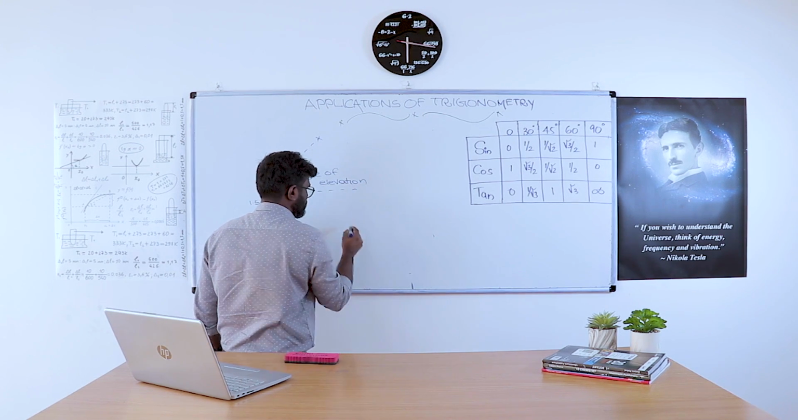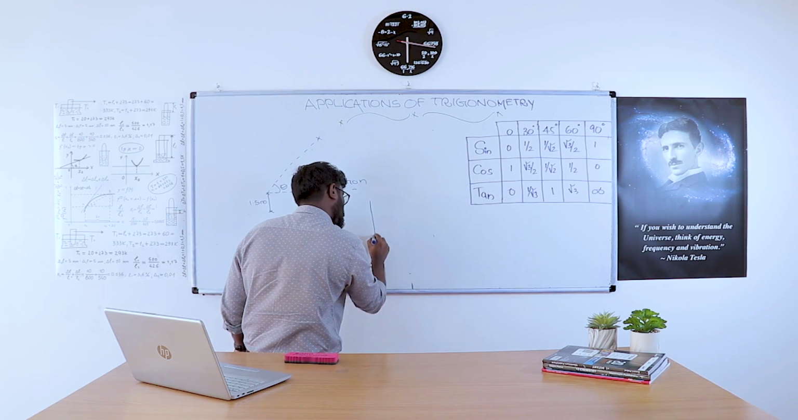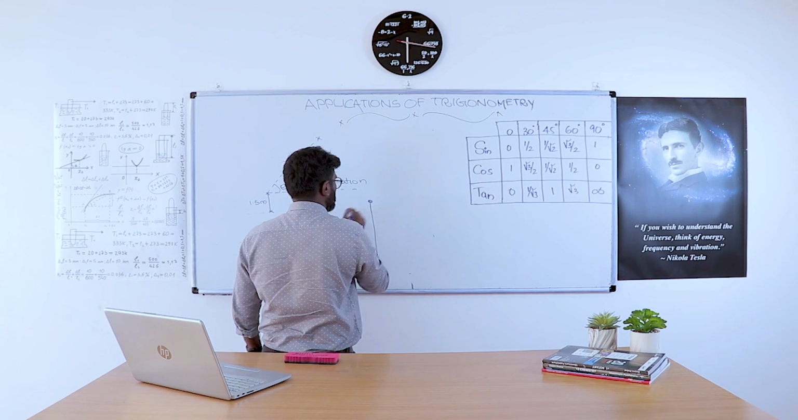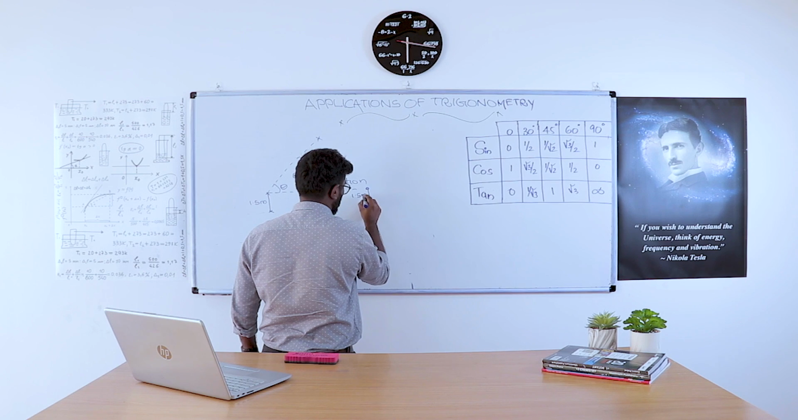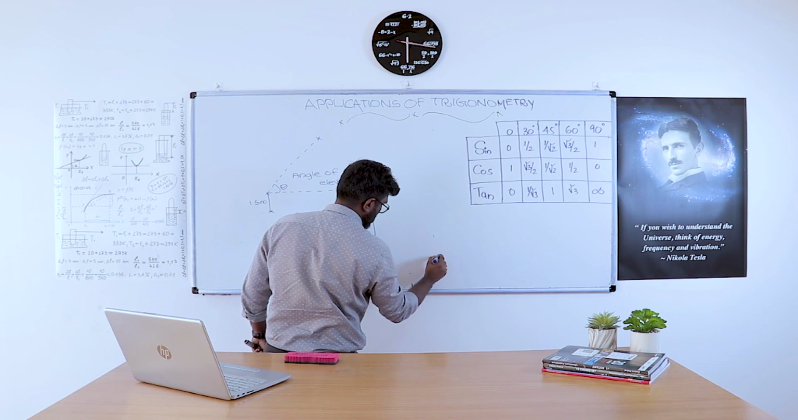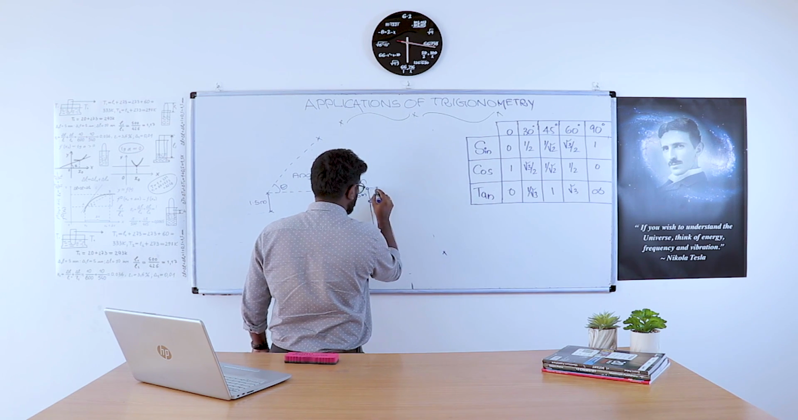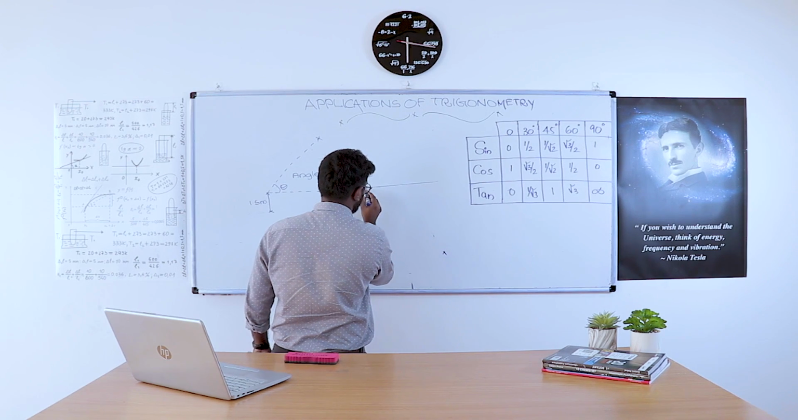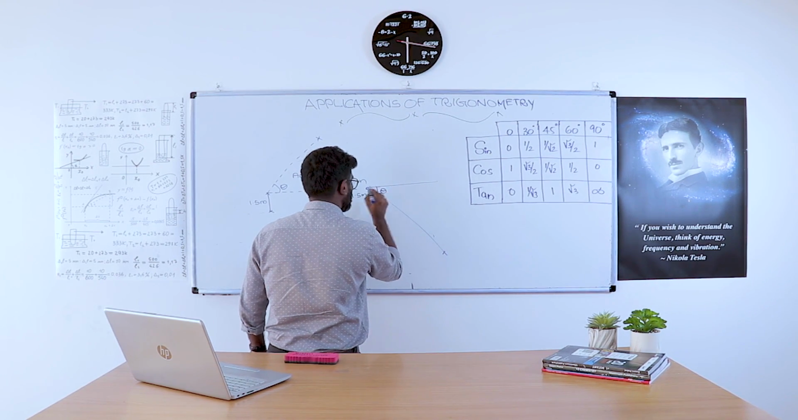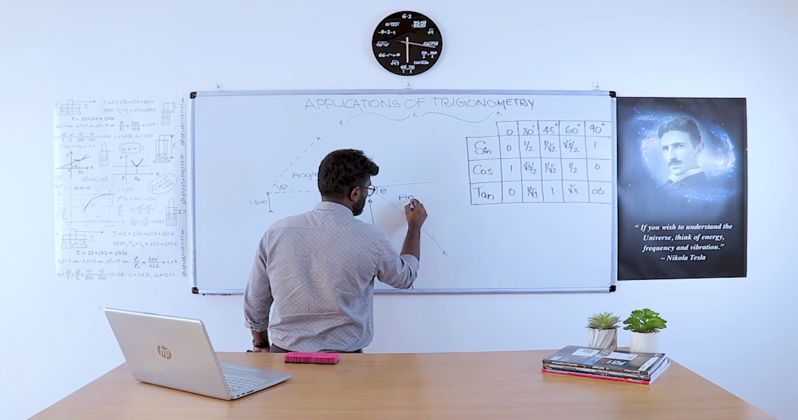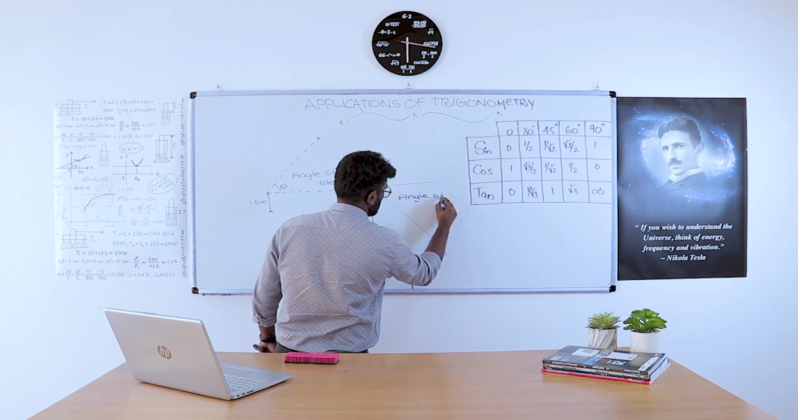Now the same, at the top of a tower, here is the top of the tower. A person 1.5 meter tall watches an object at the bottom. So this is the horizontal level. This is 1.5 meter, and this theta is the angle of depression.